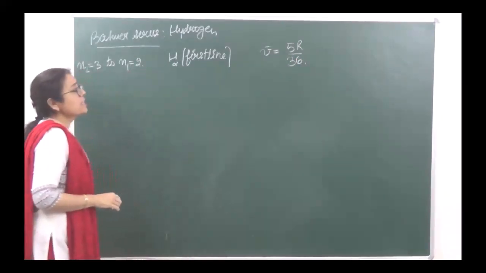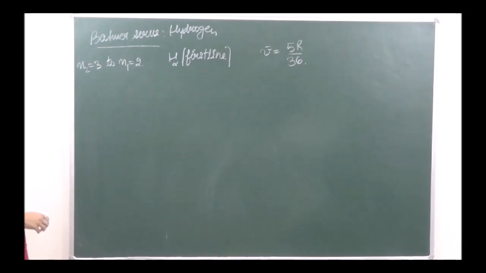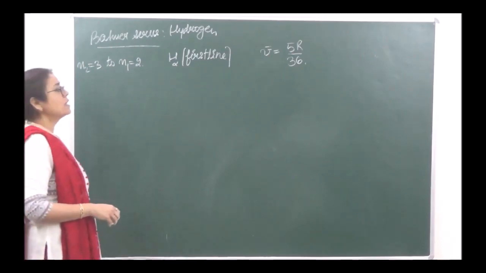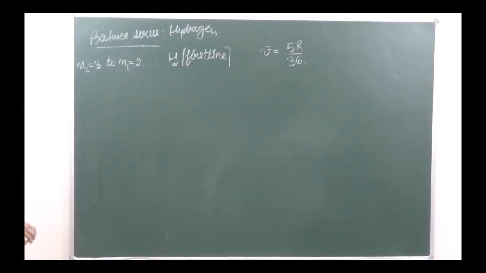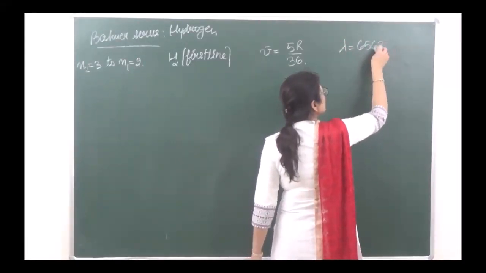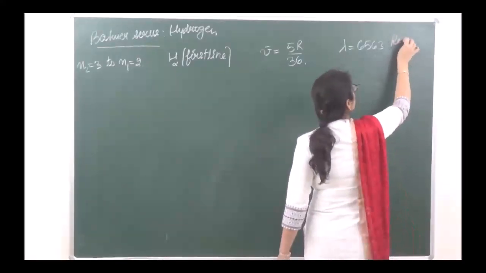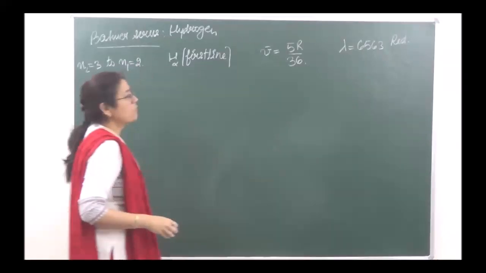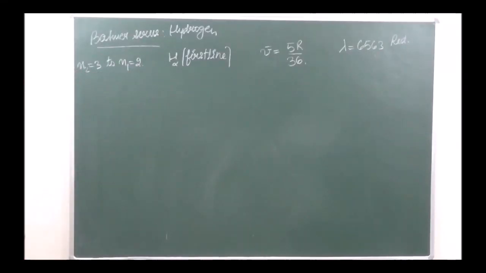The calculation is done by the same formula, 1 upon lambda or mu bar is equal to R, which is the Rydberg constant with a value of 109677, times 1 upon N1 square minus 1 upon N2 square. When you calculate that, it comes to 5 upon 36 R for the first line, H alpha. And the lambda for this comes to approximately 6563, and the region in which it falls is the red region of visible light. So this table helps you directly solve the questions for your MCQs rather than doing the entire calculation.